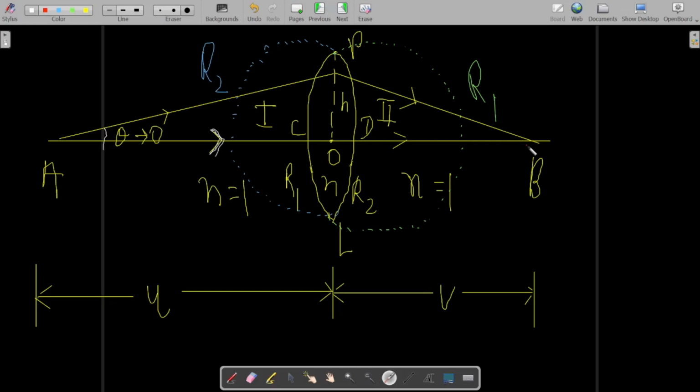As for the material surrounding this lens, this area and this area, all of it has refractive index n equal to 1. We have assumed air just for simplicity, so n is equal to 1 for the surrounding medium. And for the lens, we have denoted the refractive index by n itself.